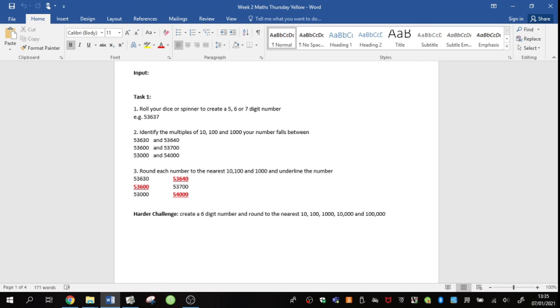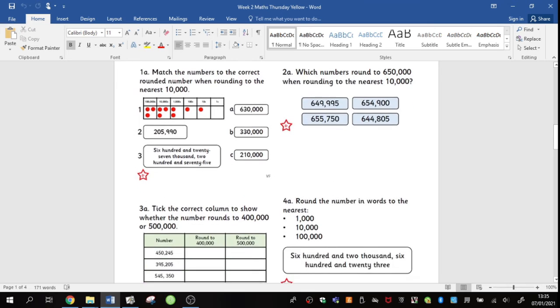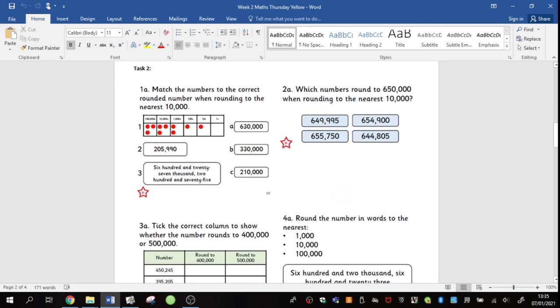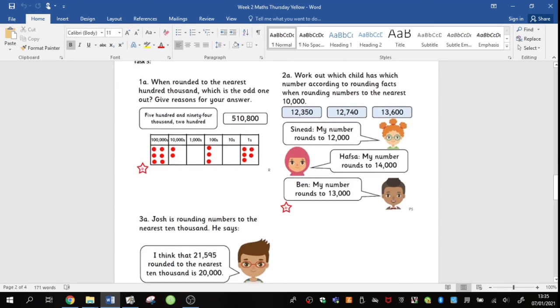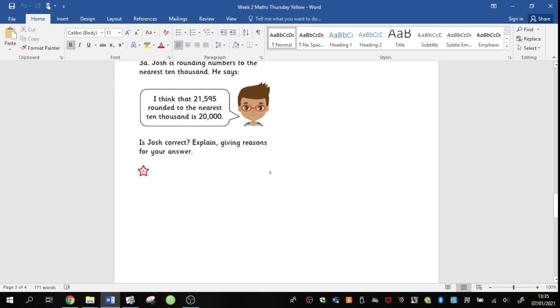Your harder challenge is looking at rounding to the nearest 10,000s and 100,000s also. Once you've done that, your task 2, you have some varied fluency questions, and your task 3, you have a few worded problems to solve.